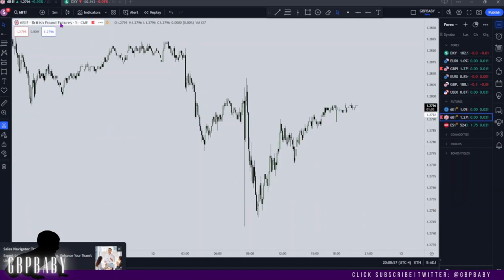Oh, one more thing actually, guys, something to take note of. So this is the British pound futures, right? You'll see that the British pound futures has made a higher high here. So you see that happened after CPI today. So GBP came down, made a higher high, and it's been trading higher since, right?